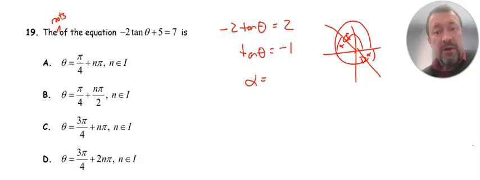Now in this case, one of the things that we want you to remember is that tangent is linked to the number 1 through a reference angle of pi over 4. Okay, the tangent of pi over 4 is going to equal 1. So now we're going to put that reference angle in the two quadrants where tangent is negative.